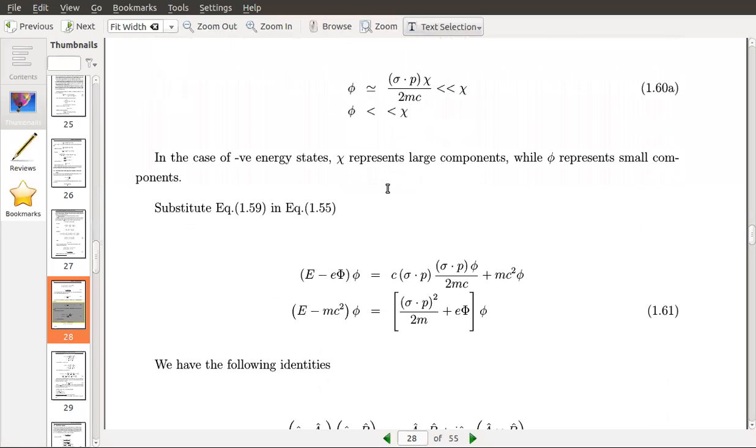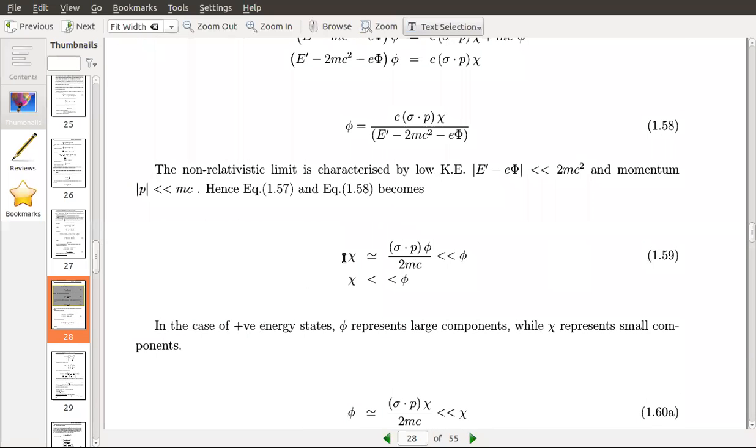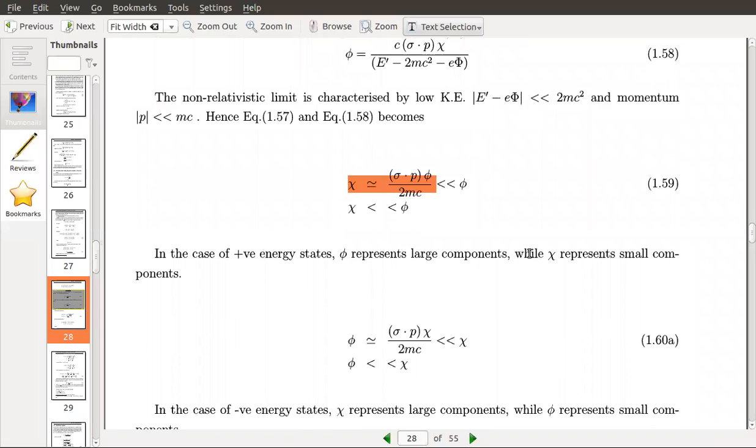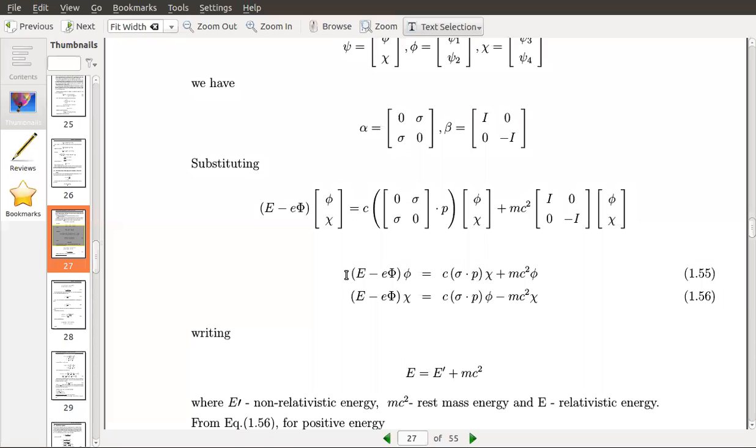So okay, now again substitute 59 in 55. 59 is this expression for chi. You substitute that in 55. 55 is this equation. In this equation, you substitute for this chi. So all the terms become terms in phi, if you substitute for this chi.